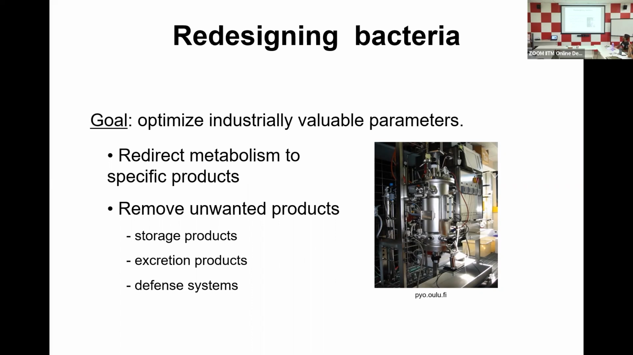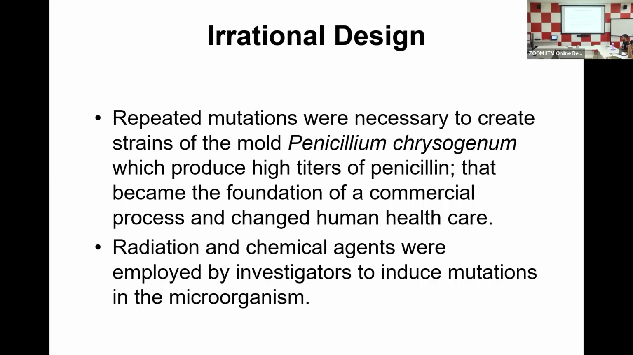And it involves the engineering of the bacterium not only to redirect its metabolism to produce what we want, but also to stop it from doing things that we don't want it to do, like retaining products, like secreting products, and like producing systems that interfere with the biochemical process.